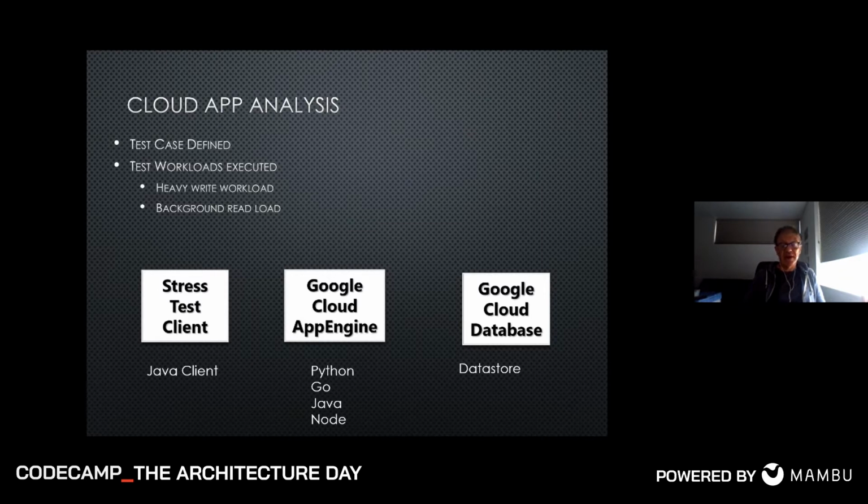Writes are always much more interesting to handle than reads from a performance measurement perspective, because they're much more stressful on the system. So we have a client which generates this workload. We implemented the server in 4 different languages, which are supported by the Google Cloud App Engine. So Python, Go, Java, and Node. And we then built the data model on the Google Cloud Platform hosted database Data Store, which has changed its name since then, but it was Data Store when we used it.